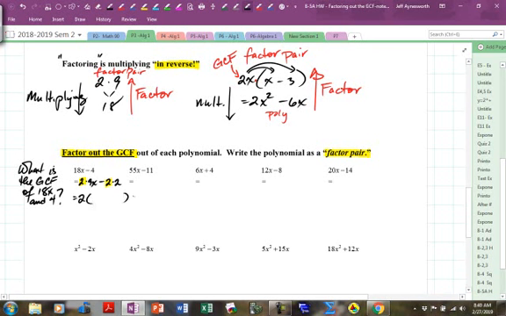And write it as a factor pair, a product of 2 things, 2 times something. Now when you factor out the 2, the remaining factors are 9x minus the 2. 9x minus the 2. And so the polynomial 18x minus 4 is equal to 2 times 9x minus 2. And the question is, how do you check that? How do you know you're right?